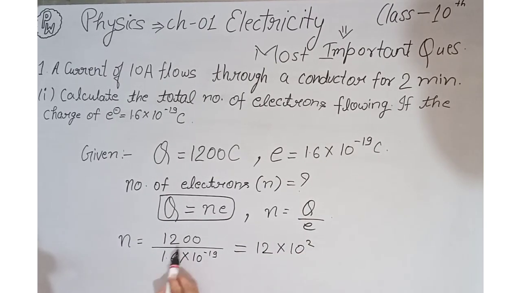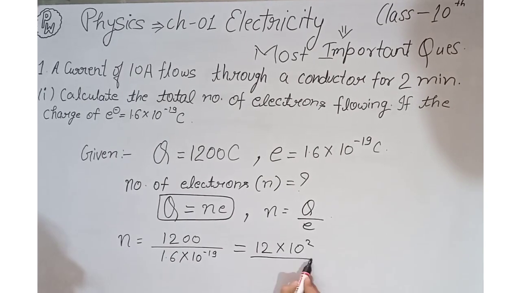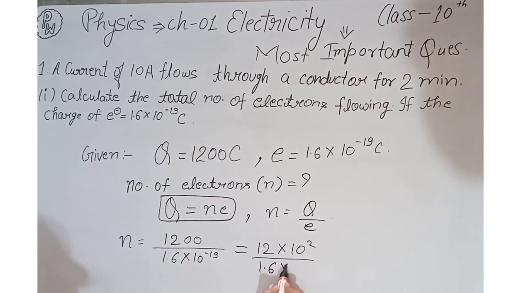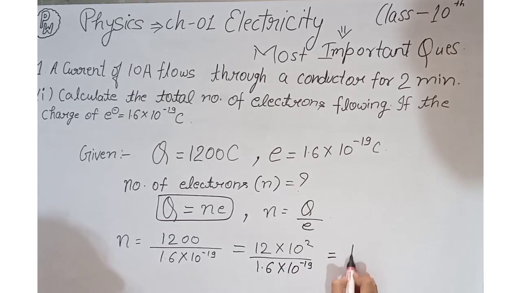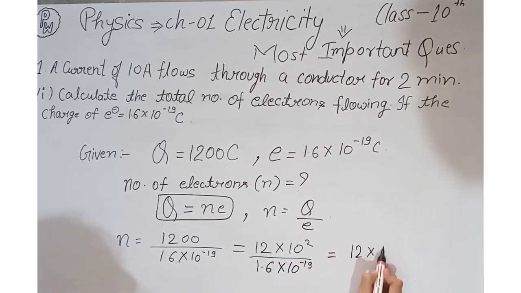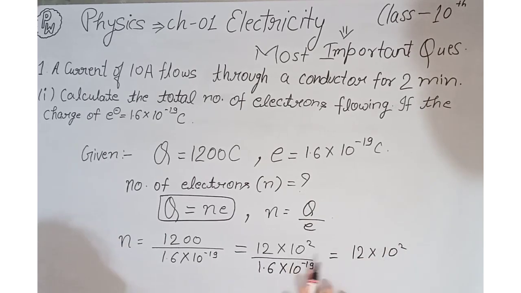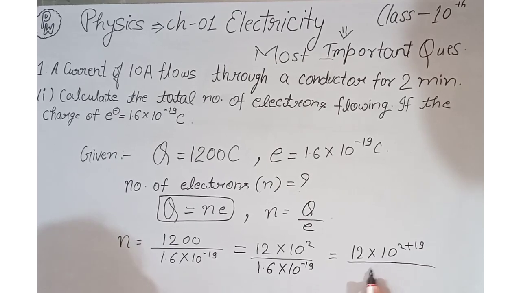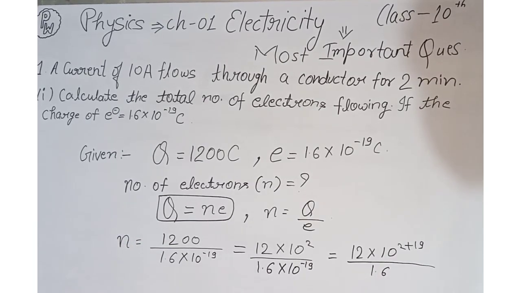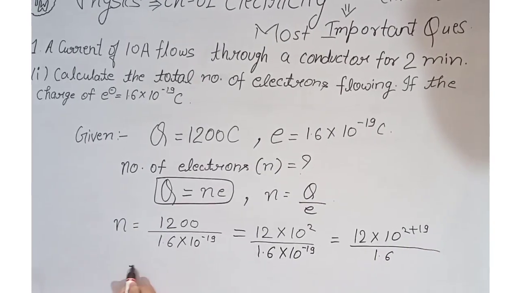In which way I am solving, you have to also do like this. Solve the question and you will find the number of electrons. Now you can see here, you have to solve 12 into 10 to the power 2 upon 1.6 into 10 to the power minus 19. Here minus 19 is negative, so when it goes upward, it will become positive.